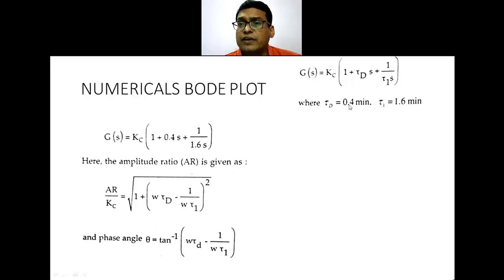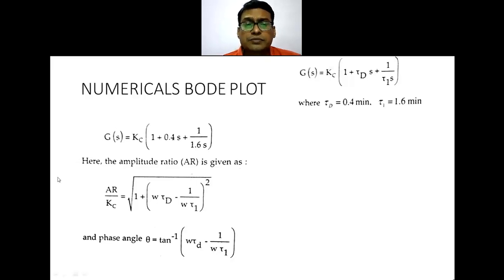So tau d is having the given value of 0.04 minutes and tau I is equal to 1.6 minutes. So substituting these two values in the given expression of the proportional integral and derivative controller, you will get 1 plus 0.4s plus 1 upon 1.6s. Then by substituting j s, which is equal to j omega, that means we are converting it into a complex number, and then separating the real part and the imaginary part, writing the amplitude ratio, which is equal to the under root of real part square plus imaginary part square.